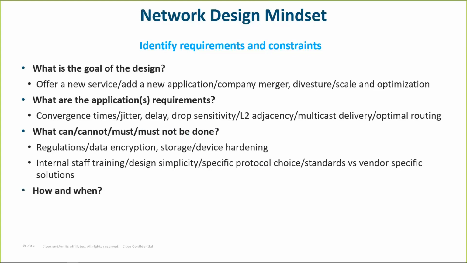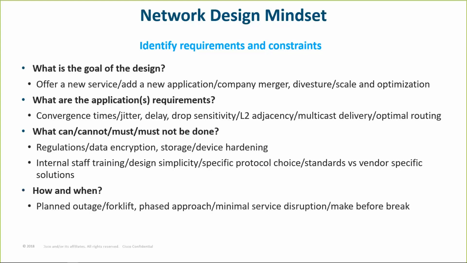And lastly, how and when. Once we understood what do we have, where do we have it, why do we have it, and specifically what to do and what to not do, then we are ready to know how and when. Are we going to do a planned outage? Are we going to do it through a forklift approach, which is pretty much just light everything on fire and start over, right? Or are we going to have a phased approach? Are we going to implement IPv6 slowly, step by step? Then we can have a phased approach.